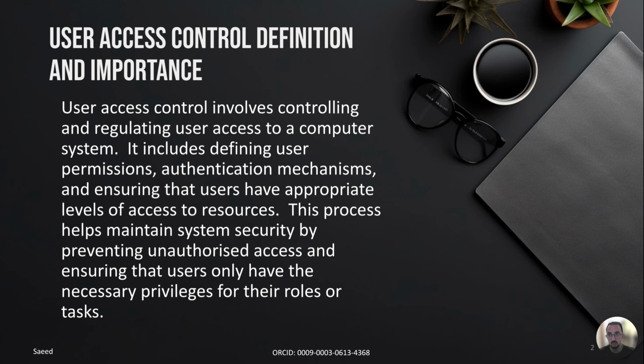User access control definition and importance. User access control involves controlling and regulating users' access to a computer system. This involves defining user permissions, authentication mechanisms, and ensuring that users have the appropriate level of access to resources. This process is very important as it maintains the security of the system by preventing unauthorized access and ensuring that users only have the permissions necessary for their roles or the tasks their role requires.